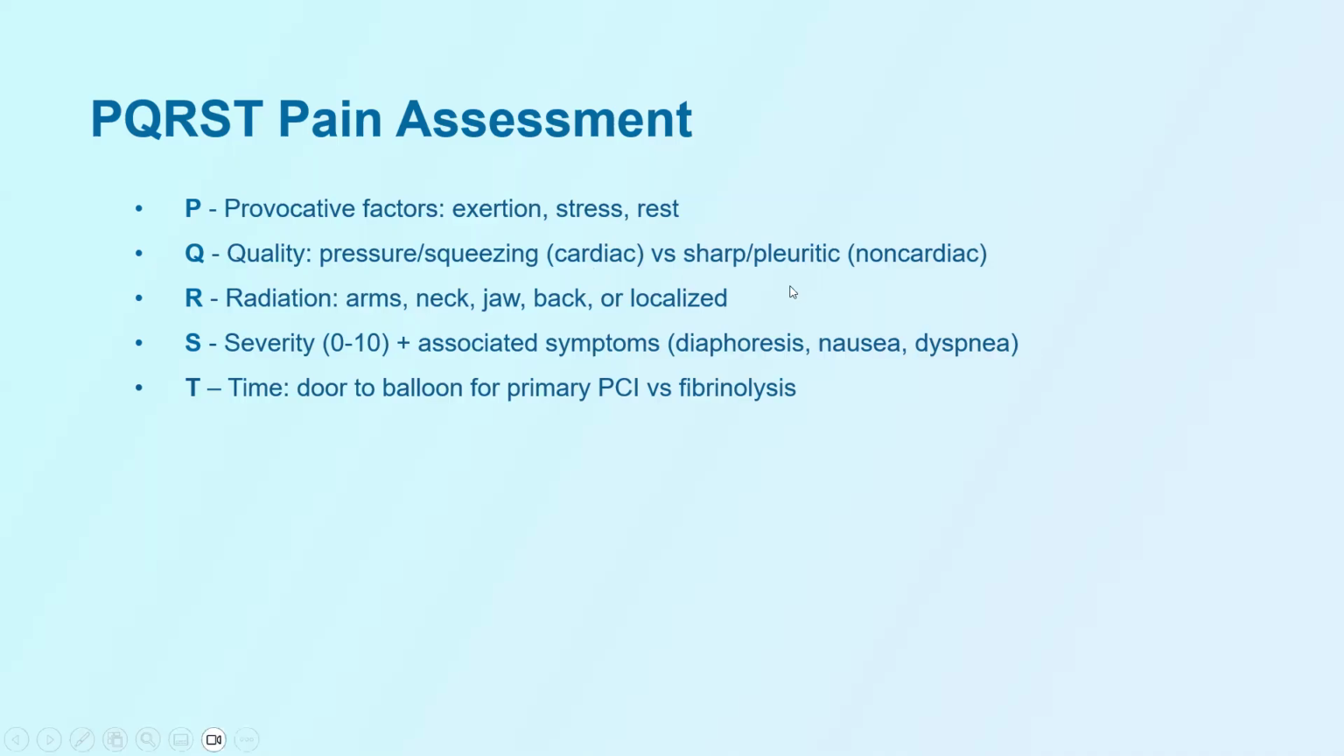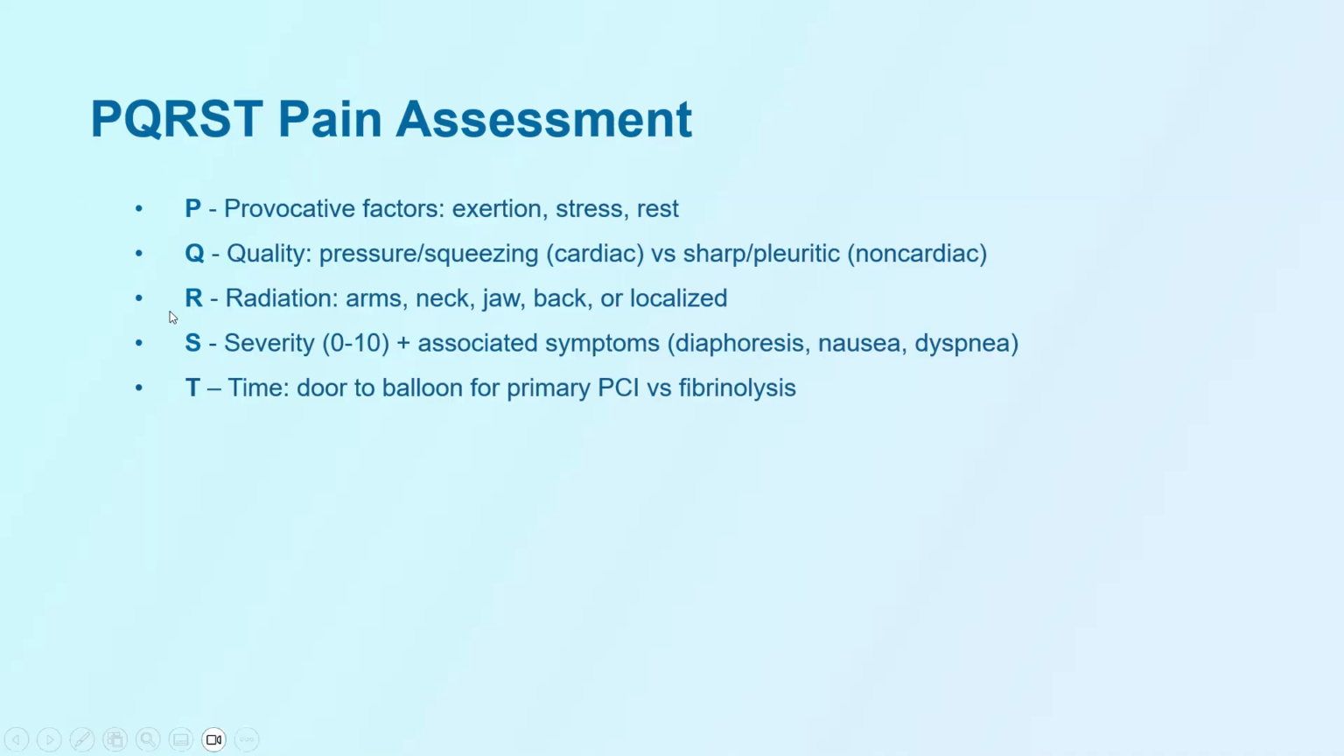Or is it sharp? Is the pain sharp or pleuritic? Sharp pain is usually from non-cardiac causes. Pleuritic pain is obviously from the pleura or from pulmonary causes, but sharp pain can be from pericarditis or another reason. Now, R stands for radiation. Is it going to the arms, either arm or both arms, the neck or jaw or the back, or is it just localized chest pain?